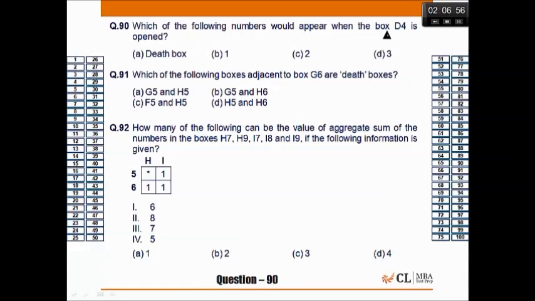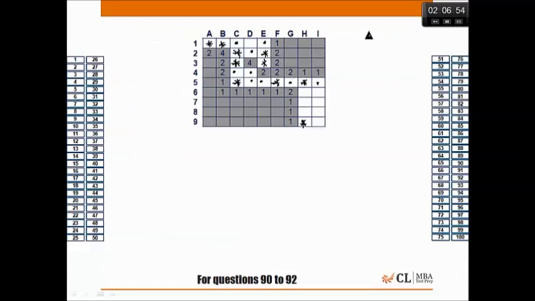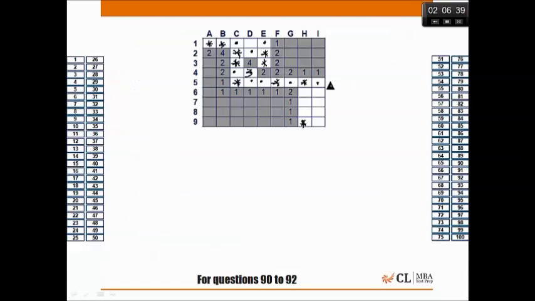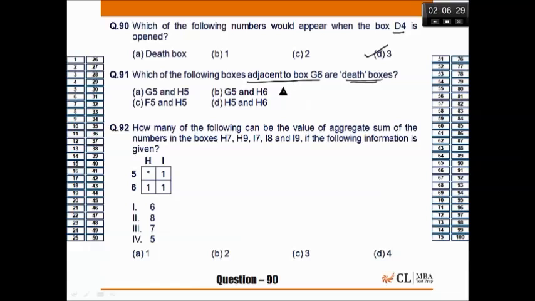Which of the following numbers would appear in D4 when D4 is open? D4, this one, which number will appear? I need 1, 2, 3. So there will be 3 things here, no? 1, 2, 3. Okay, 3. Great. Which of the following boxes adjacent to G6 are death boxes? This will be F5 and H5. I can see F5 and H5 here.